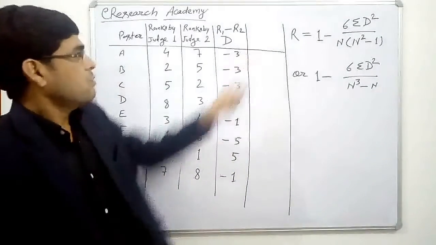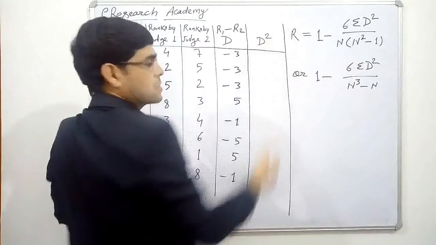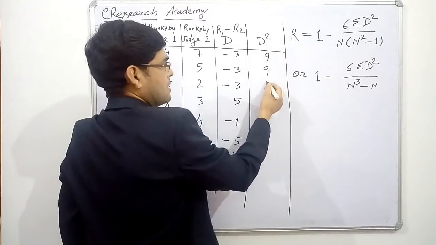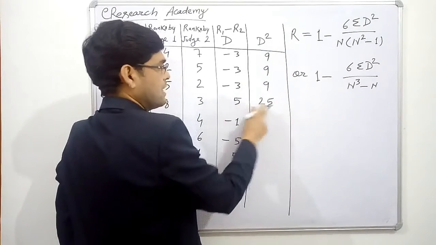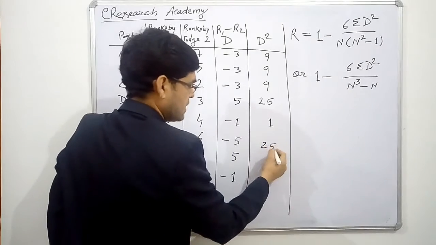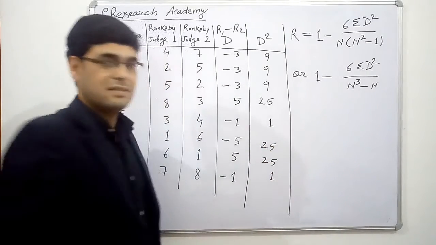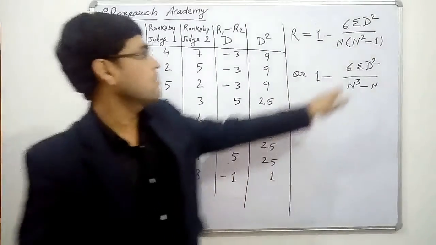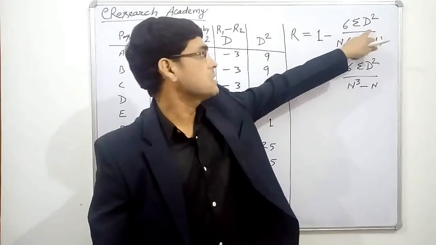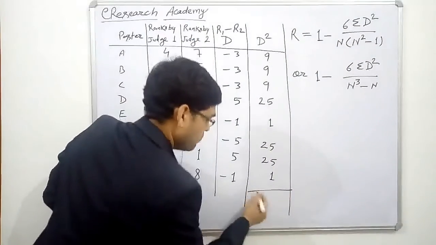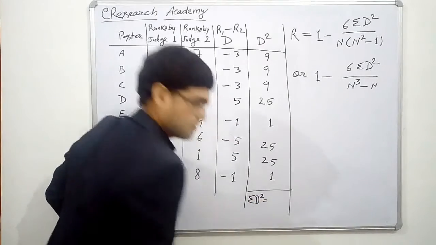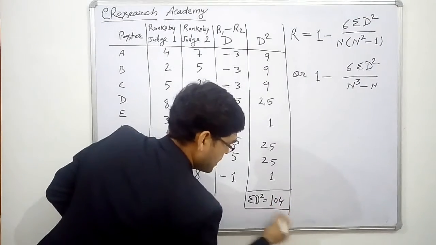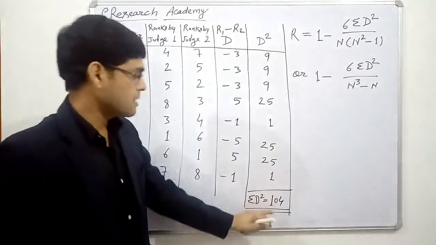Next, we need the square of this d, that is d square. The squared value of 3 is 9, 5 into 5 is 25, 1, 25, 25, and 1. Now we have all the d square values. As per the formula, we need sigma d square, the summation of all these d squares. If we get the summation of d square, we get a total of 104.